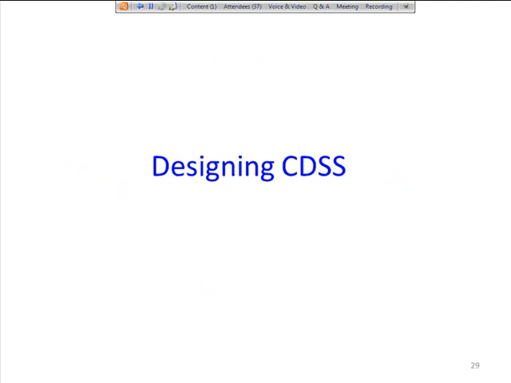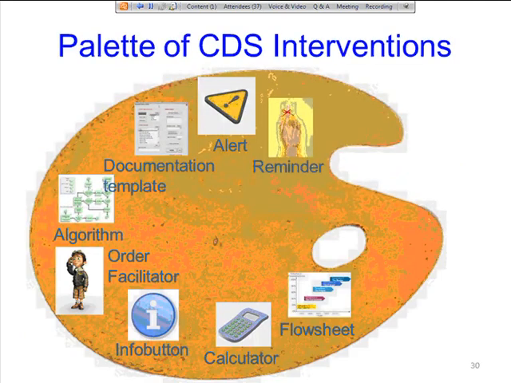Designing computer-mediated decision support systems. When people think of decision support systems, they're often limited in their thinking to, we must be talking about alerts and reminders, those things that come up in the course of documentation of a patient encounter that can be somewhat useful or can be simply annoying. But in fact, there are lots of other ways you can provide decision support at the point of care.